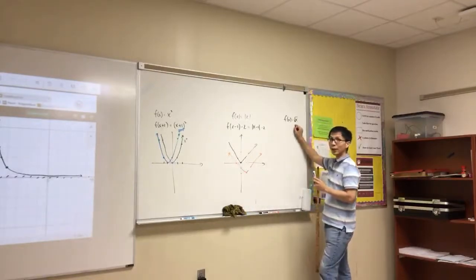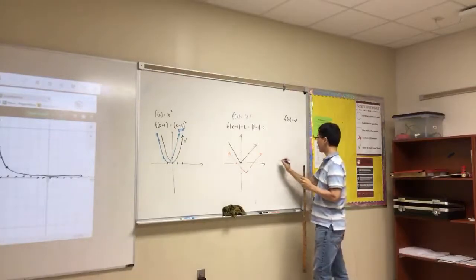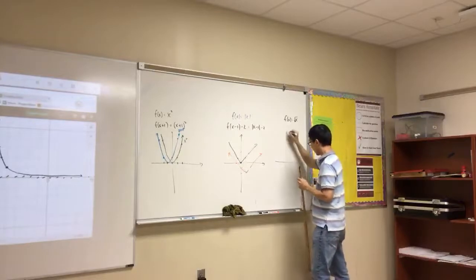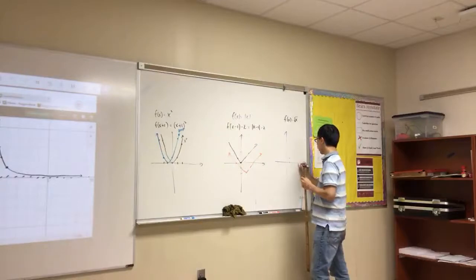What does this graph look like? It's like a quarter football, good, with the vertex at 0, 0, right? So let's look at it. It's going to look like this: 1, 1, and 4, 2, and the graph is going to be like this.